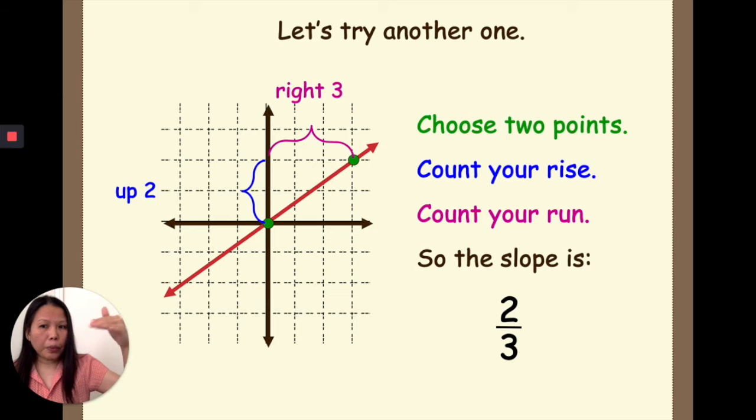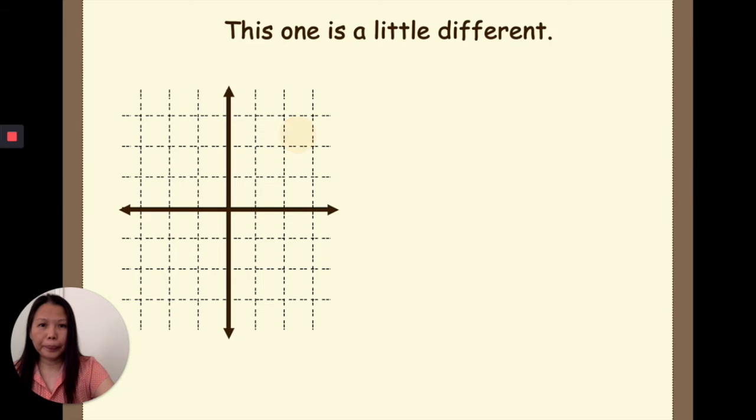If you go from the point on the top, going down to the one on the bottom, you're going to go -3 going to the left, -2 down. So -2 over -3, I would still get a positive 2 over 3. Okay? It's the same slope.